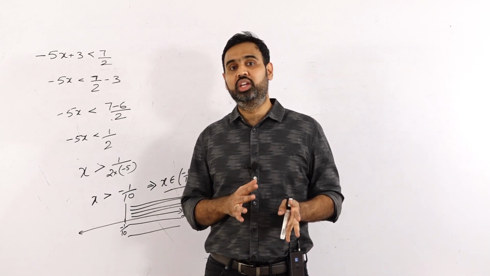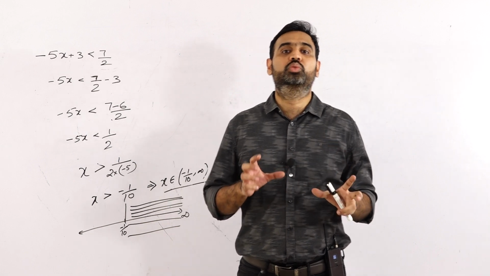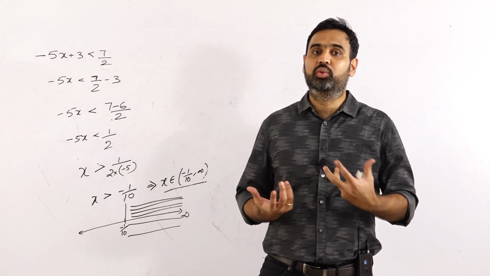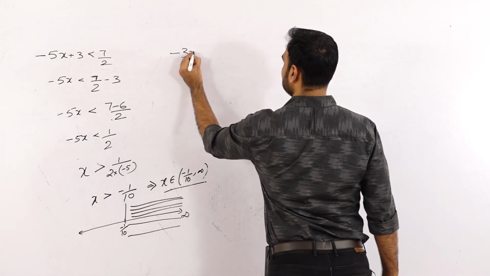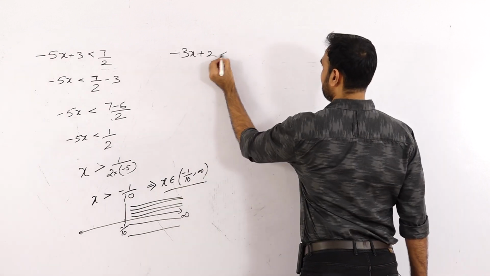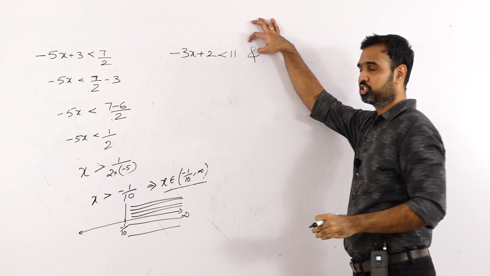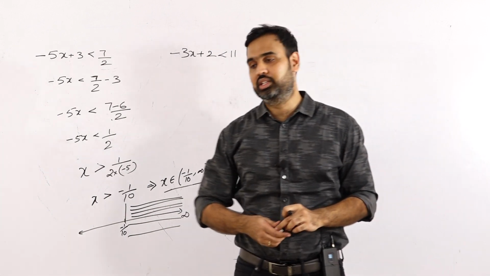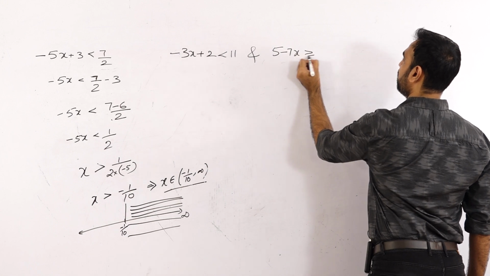Now we will look at something more interesting in solving these inequations. What is a union and what is an intersection? Where do you consider union between two solutions and intersection between two solutions? For example, I give you an expression like this: minus 3x plus 2 less than 5 or less than 11, and this is an and statement. I think you understand what an and statement is, and 5 minus 7x greater than or equal to 4.